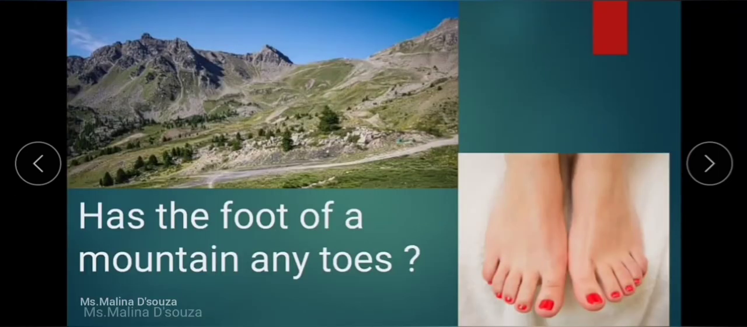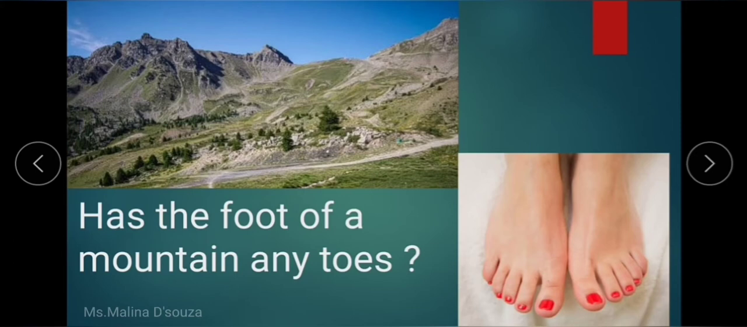Has the foot of a mountain any toes? Now in this line, the poet talks about the foot of a mountain. Now what do you mean by the foot of a mountain? It means the bottom part or the lower part of the mountain. The highest point of the mountain is called a peak. The lowest point from where it starts is called as the foot of the mountain.